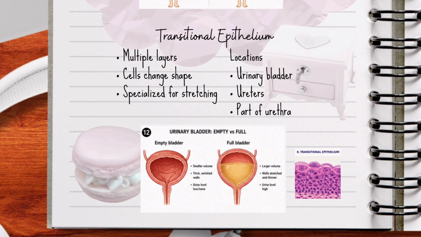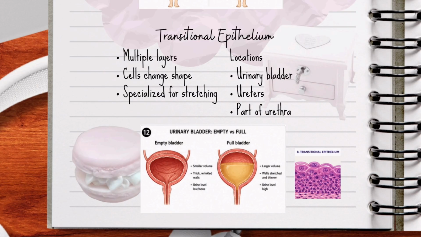Some organs have a different job. They need to stretch without being damaged. Think about what happens after drinking several glasses of water. As your bladder fills, it expands dramatically, yet its lining doesn't tear. This remarkable ability comes from transitional epithelium.